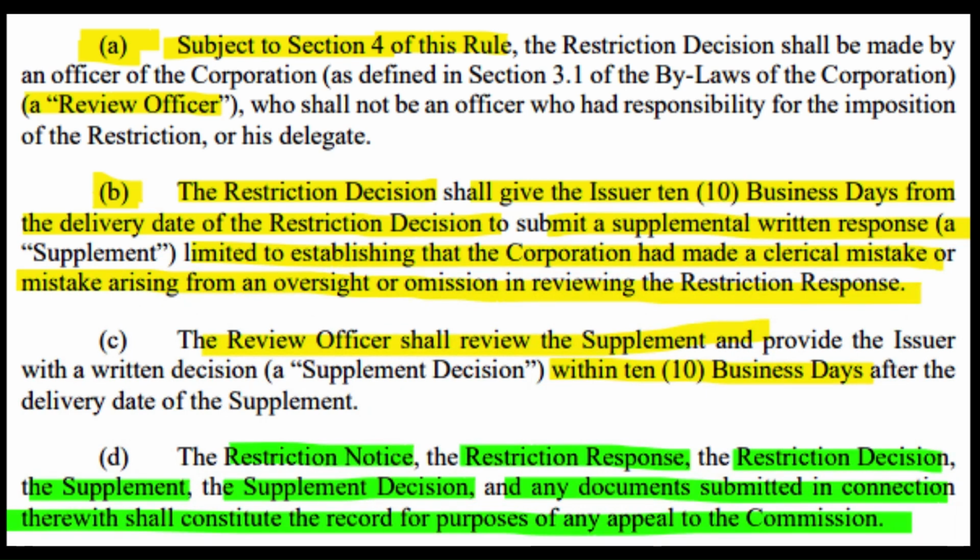Section 3 has 4 important subsections. Each subsection explains: 1. Who will review the restriction decision? 2. How and on what basis the issuer can respond to the restriction decision, and 3. How long the review officer will take to respond.